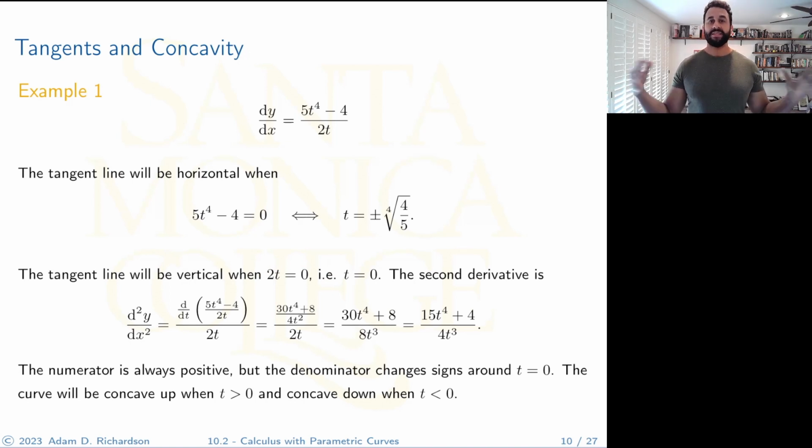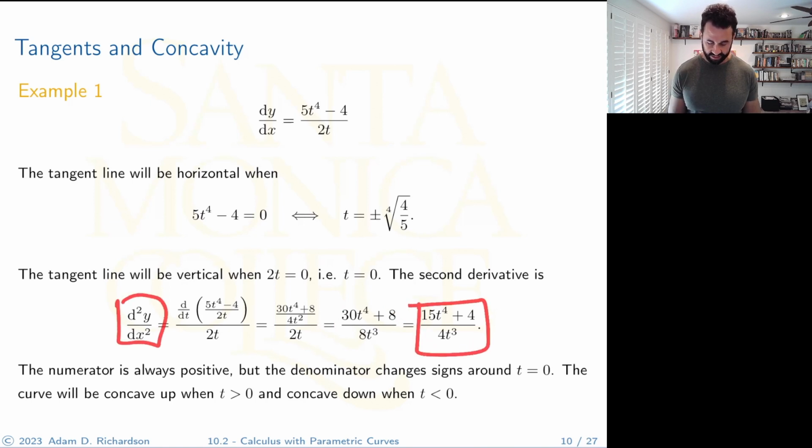Right. Next part. Now we want to talk about concavity. To find the second derivative, we're going to use that formula for the second derivative. Remember that formula said you're going to differentiate the first derivative with respect to t, and we're going to leave the denominator alone. So we've got a whole function here that we're differentiating with respect to t. In my case, I used the quotient rule and got that once I differentiated, and then I simplified, and then simplified further. So this formula right here is the formula for our second derivative.